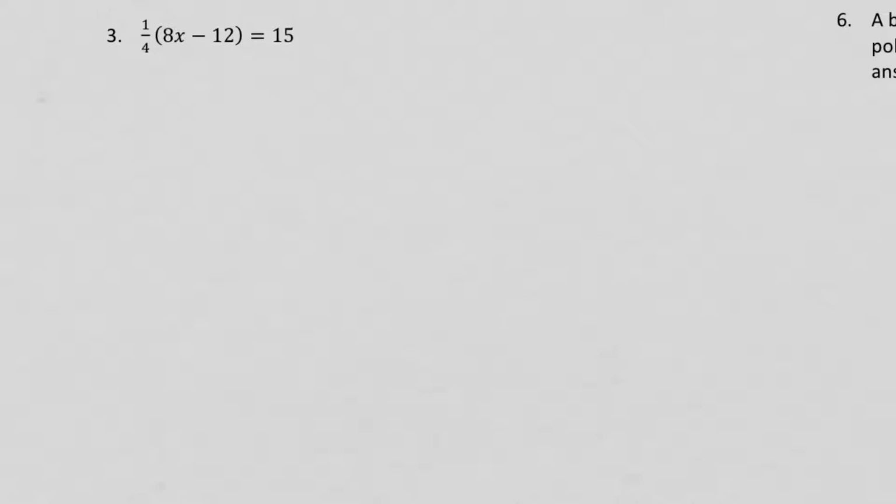That's actually better if you try it on your own and then unpause it to come and see the correct way. Okay, so here we go. 1/4 times the quantity 8x minus 12 equals 15. First thing I'm going to do is distribute the 1/4 times both of them.